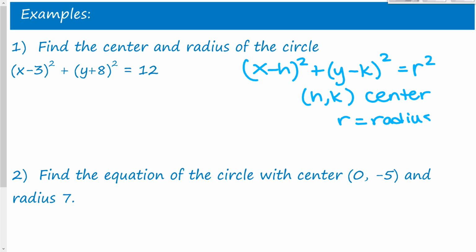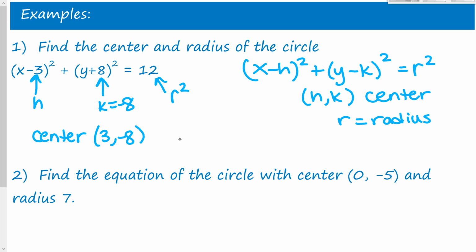So what's the center? Well, h would be 3 and k would be negative 8 since we would have y minus negative 8. So the center is the point (3, -8). And what's the radius? Well, 12 is the radius squared, so then we square root that, and then we simplify it. So the radius is 2 square root 3.